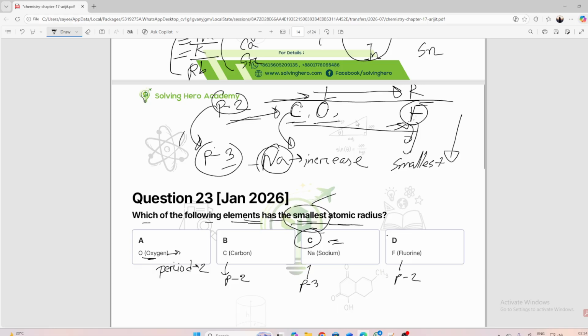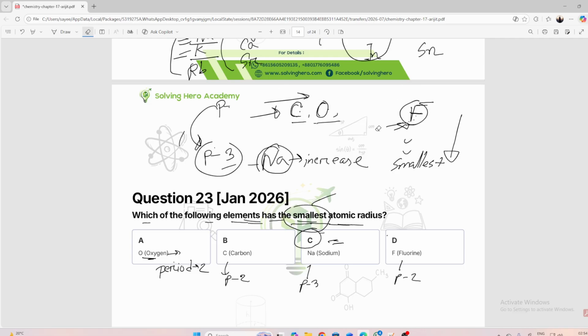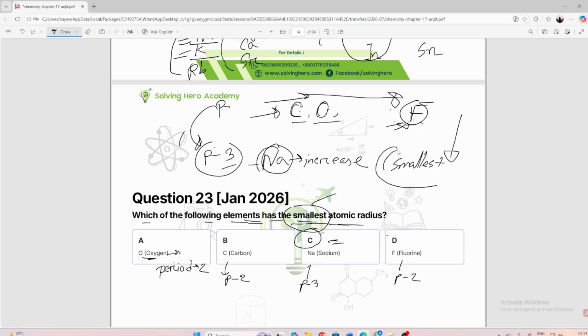Am I clear? Why is this the smallest one? Because if you go left to right, the size decreases. So fluorine is the smallest one. You have to find out the smallest between carbon, oxygen, fluorine and sodium. Sodium is already the biggest one, because if you go up to down, the size increases, so it will not be the answer. So among these 3 options, fluorine is the smallest.